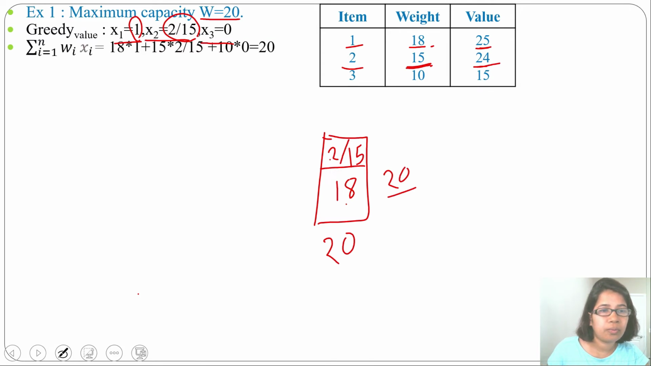Now take the sum of weights wi multiplication xi. So 18 multiplication 1, 15 multiplication 2 divide 15 plus 10 multiplication 0. So here it is 18 plus 2 equals 20.